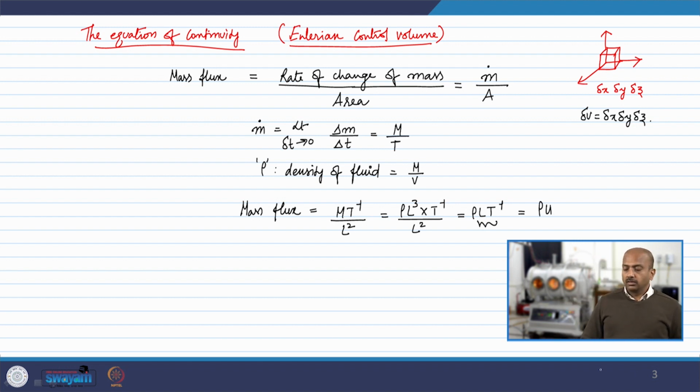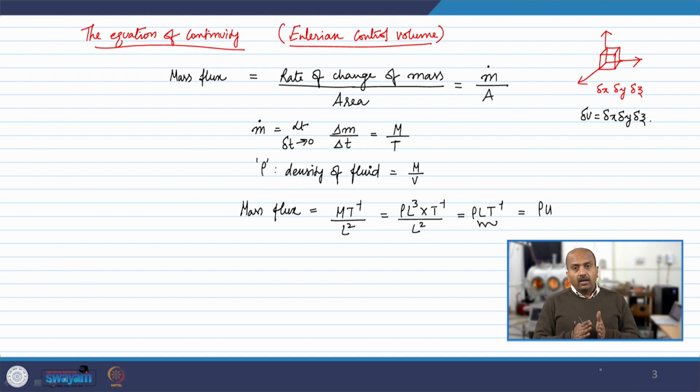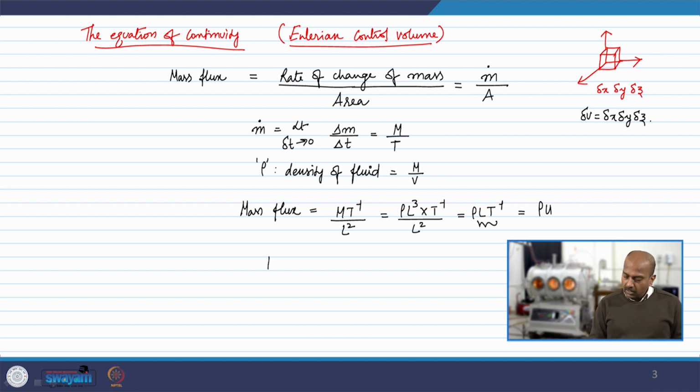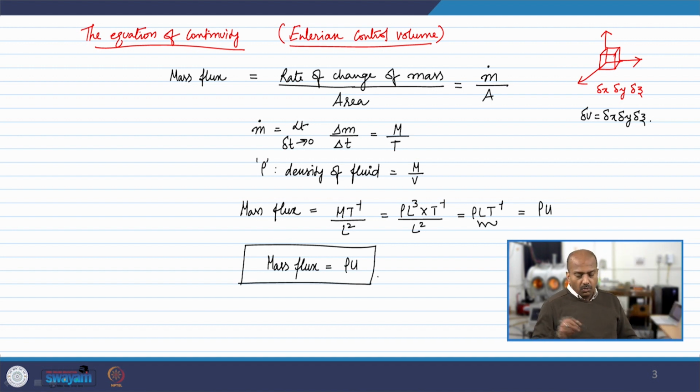What is mass flux? For the sake of understanding, mass flux is the rate of change of mass occurring per unit area. Let us say you consider an area, mass flux represents how much change in mass is happening per unit area, right. So, the mass flux can be written as rho u. Okay. Why are we defining this mass flux? We will use this in the equation of continuity.